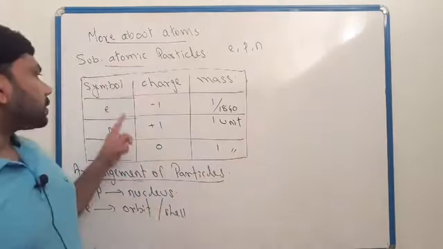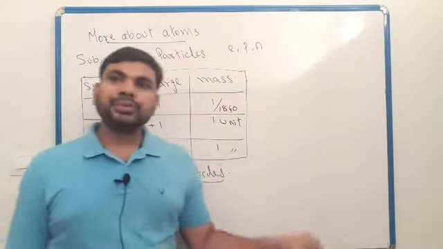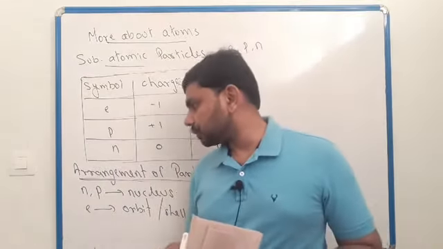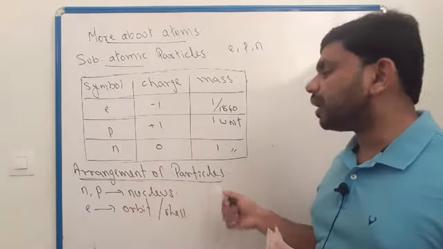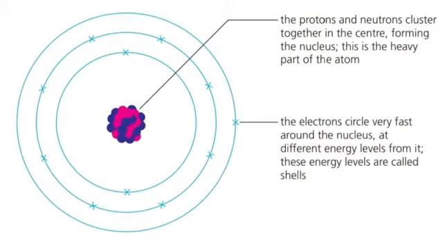And here the mass of electron is very small, 1 over 1840. This is the charge and mass of electron, proton, neutron. Okay, next we have to understand the arrangement of particles. Where are this electron, proton, neutron inside the atom?